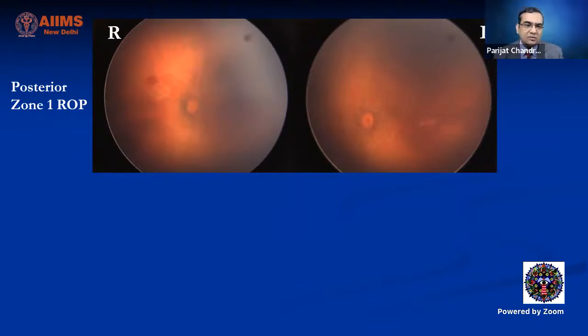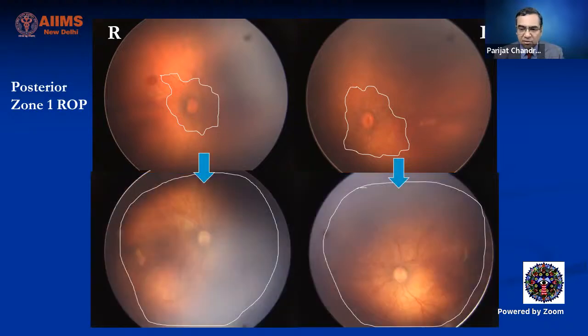So again, I'm showing you a case of zone 1 posterior ROP. You see a very small amount of zone is there. And if you go ahead and do laser again this eye, nothing much is going to come out of it because hardly any retina is there. A lot of people try to do laser in zone 2 and zone 3 in the hope that this will grow. This is not going to grow.